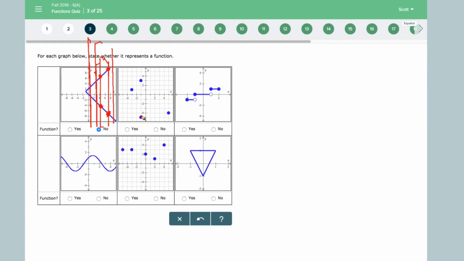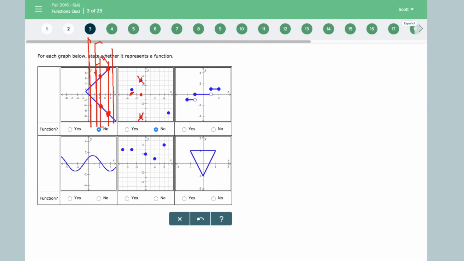So let's do the same thing here. When x is 3, how many answers do I have? I only have 1. When x is 1, how many answers do I have? I have 1 here and 1 here. I can't have 2 answers. So that is not a function.